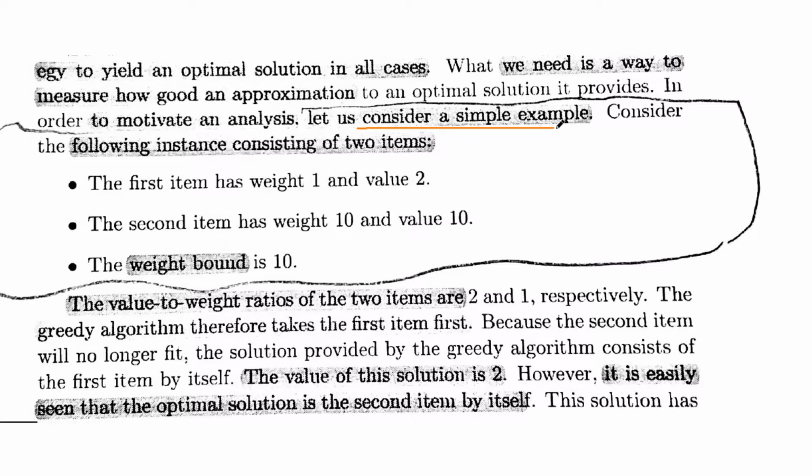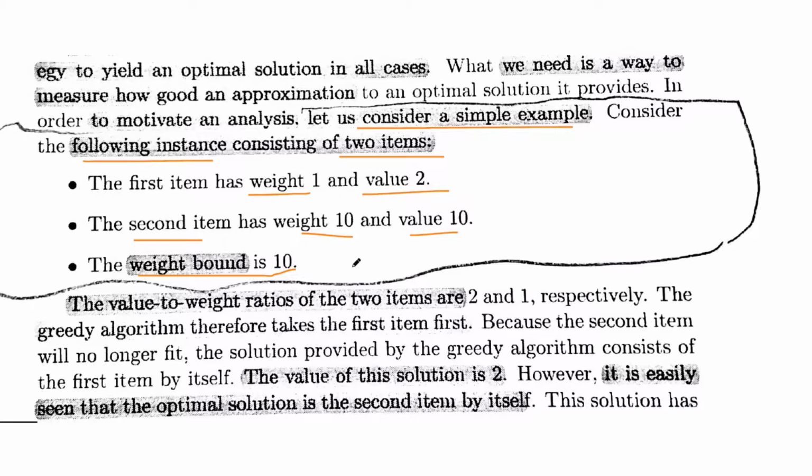Let's consider this example, whereby we have the following instance consisting of two items. The first item has weight 1 with value 2. The second item has weight 10 with value 10. And the weight capacity is 10.